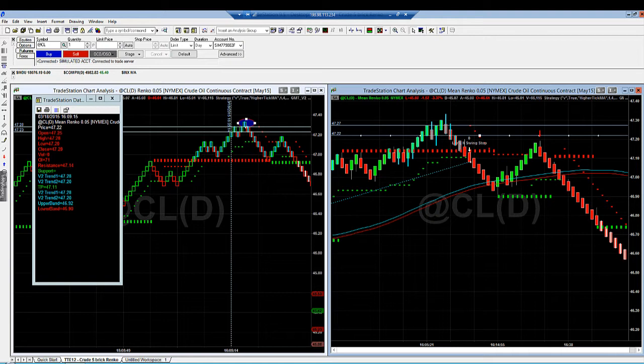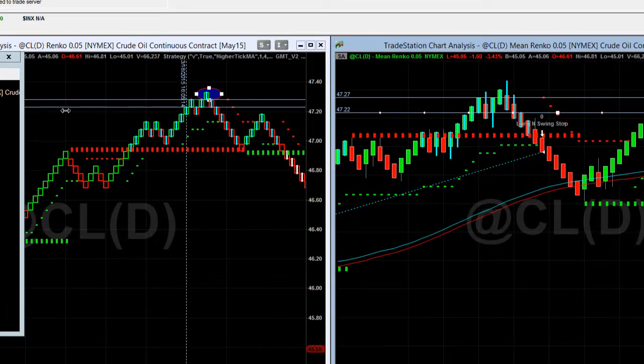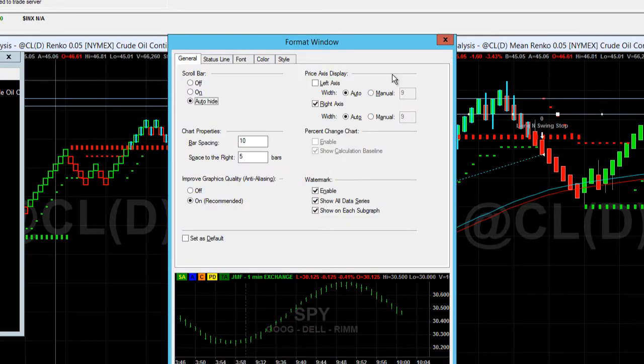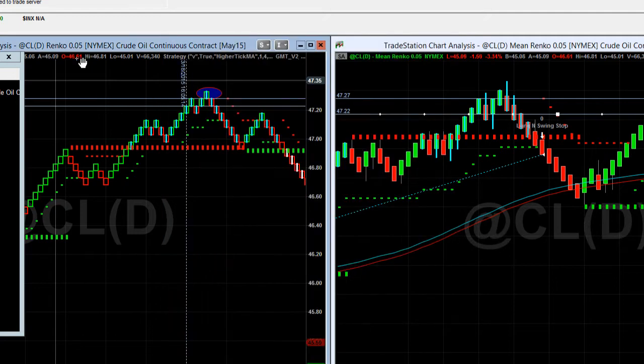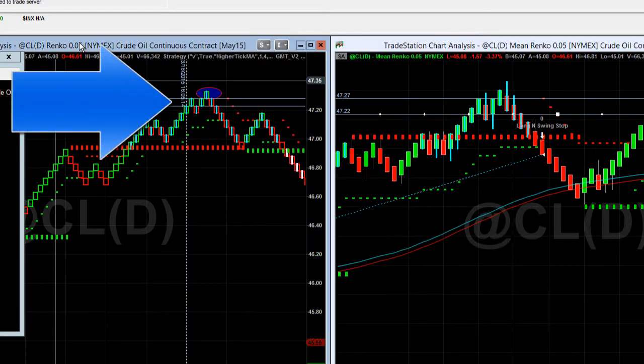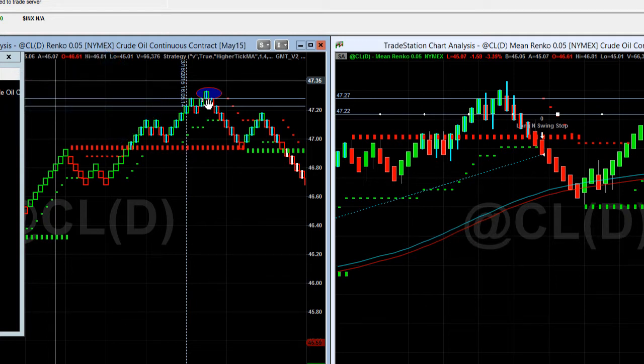On the left hand side we've got the custom chart, on the right hand side the Mean Renko, and I'm going to explain the differences. With a custom chart, what you typically do is select the point value that you want the brick to print. Each one of these little boxes is a brick. So if I'm trading crude oil here, I've selected 0.05, which means that I want 5 points per brick. So price would need to move 5 points for me to get a brick to print.